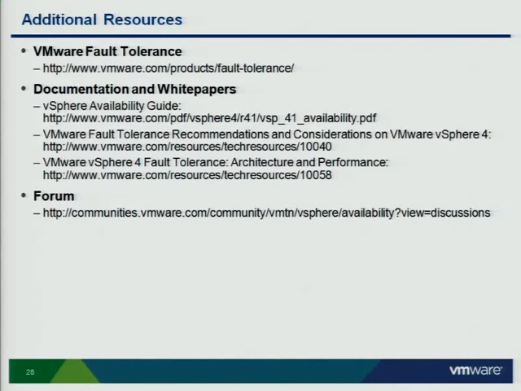So vMotion is a separate network, and one of the best practices I actually didn't mention was that you need a dedicated FT logging network and ideally a dedicated vMotion network, but you can actually NIC team those together and use the other one's NIC as the passive.